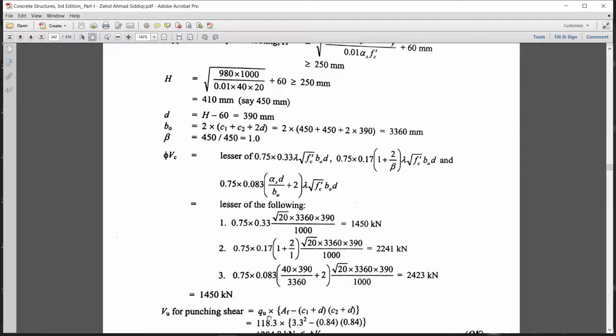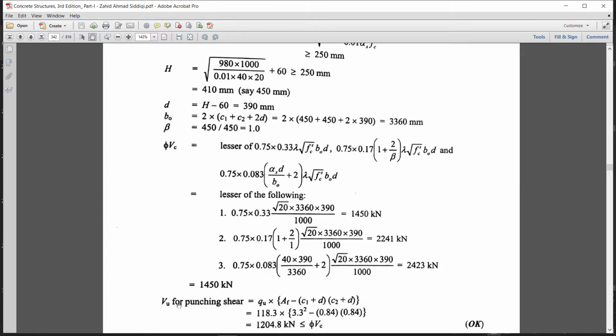Now the applied shear will be Qu into the total area, that is the 3.3 square footing area, minus the effective area which comes in the punching, that is C1 plus D into C2 plus D. So you subtract the area for punching and you get the applied shear value for two-way shear, that is 1204.8. So our capacity is 1450. Our capacity is more than the applied shear, so our check is okay.